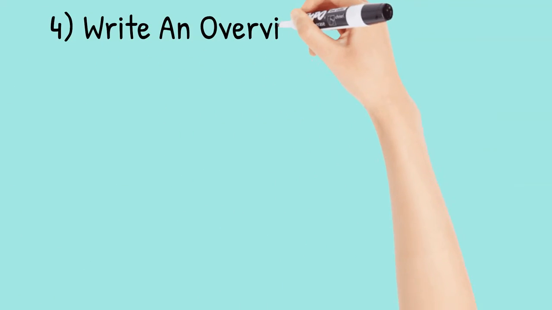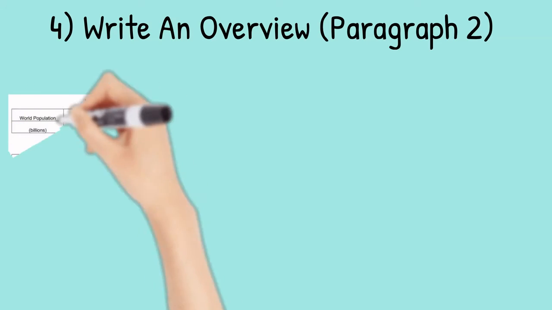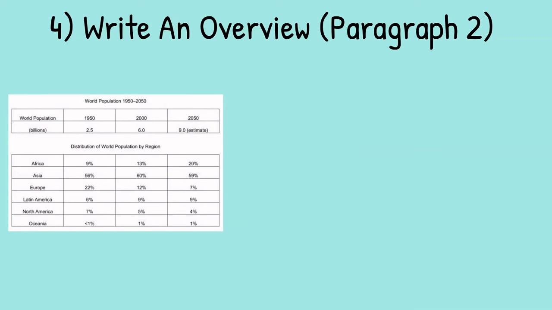Next is how to write an overview, that is paragraph 2. In the second paragraph, you should report the main features you can see in the table, giving only general information. The detail comes later in the essay. You should also make any clear comparisons you spot. Here are the key features we picked out above.